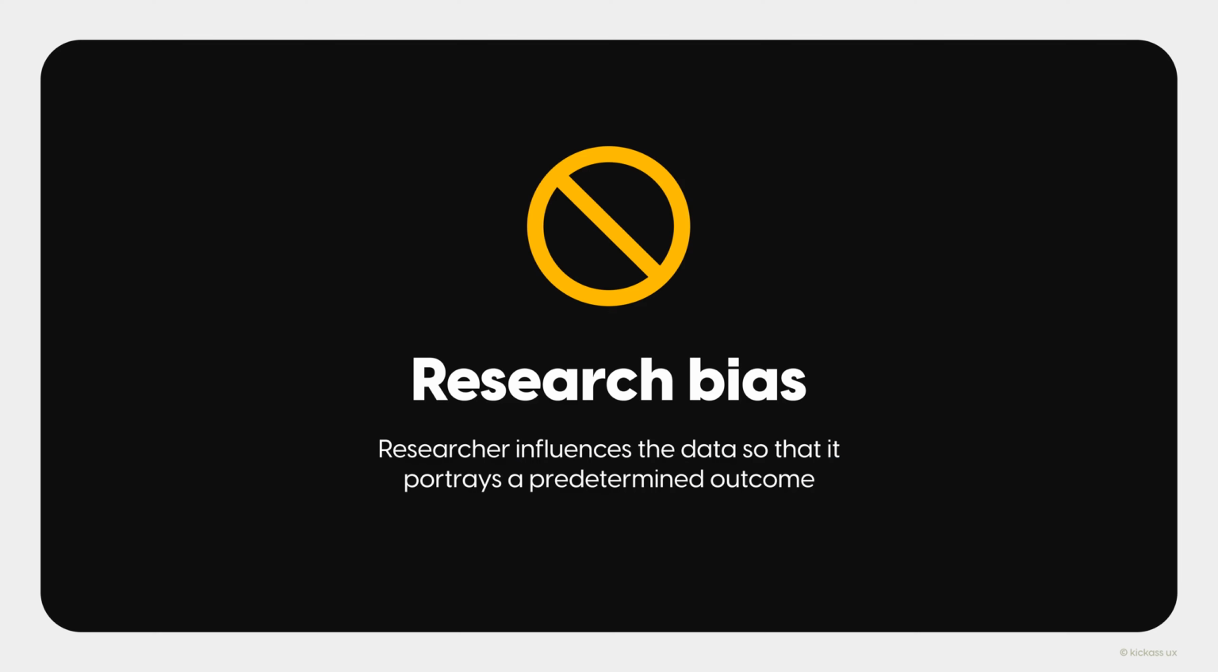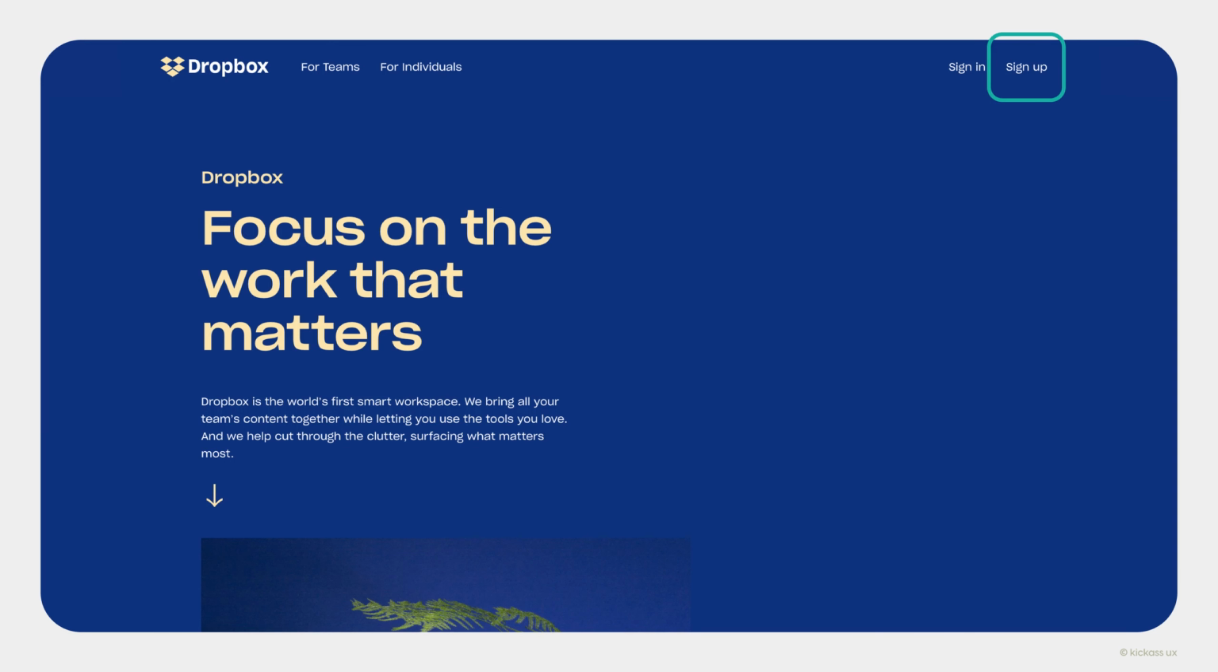Research bias is when the researcher influences the data so that it portrays a predetermined outcome. For example, imagine that we worked at Dropbox and we wanted to test the new location for sign-up. We wouldn't want to use the term sign-up in the task we gave participants. That would give them something to find on the screen and would skew our results. Instead, we might say something like, how would you go about getting a new Dropbox account? While it's almost impossible to remove research bias completely, it's important to acknowledge, accept, understand, and account for it.